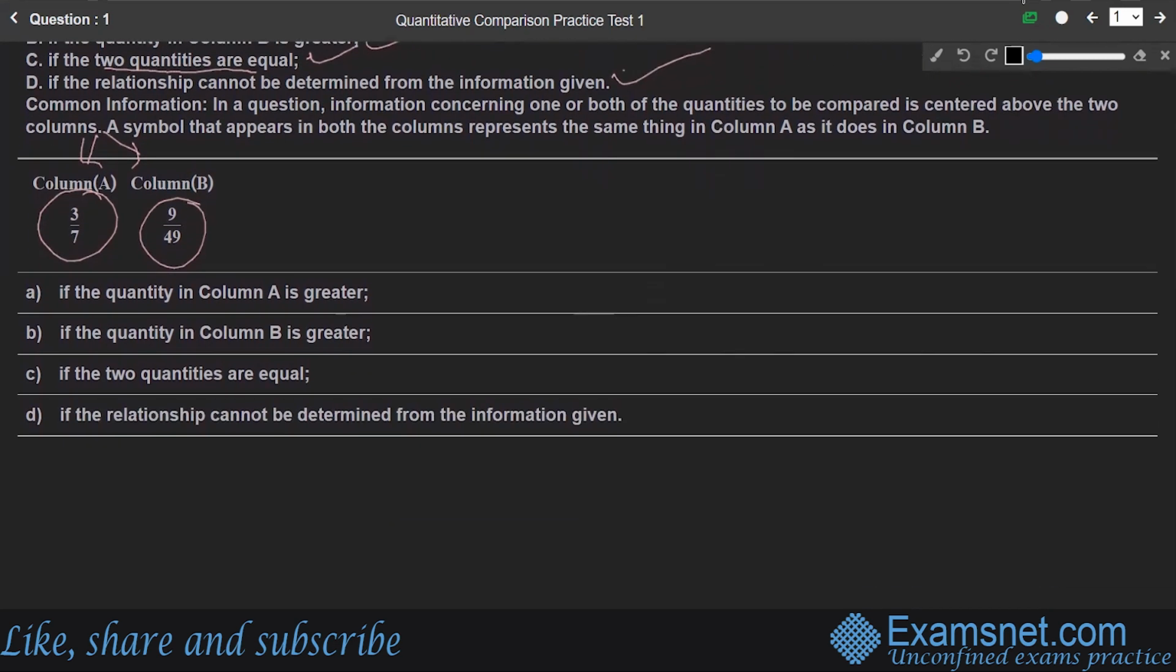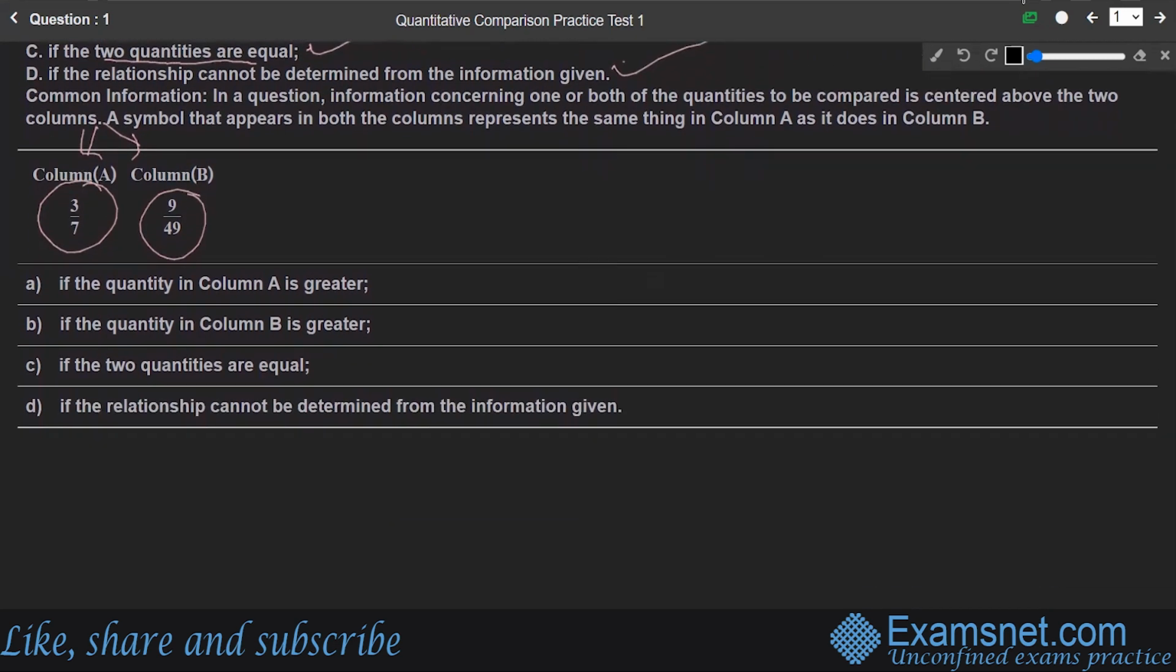So let us see the first question. Column A has the value 3/7, and column B has the value 9/49. We are supposed to compare them. To make the first value like the second, we can multiply the denominator by 7 and the numerator by 7 also. If we multiply the numerator and denominator both by the same number, the fraction's original value doesn't change. So on the left hand side we get 21/49, and on the right hand side we have 9/49.